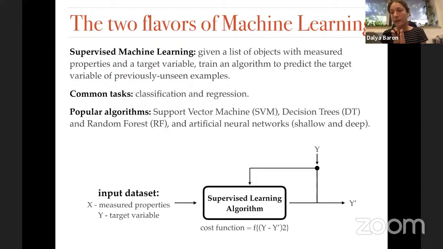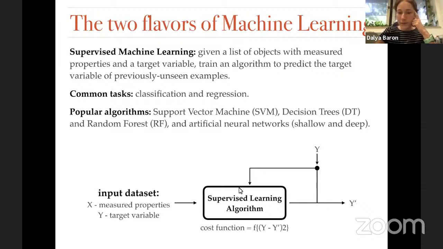Imagine that I have a list of galaxies for which I have measured various properties: the ellipticity, the asymmetry, the concentration, the Gini coefficient, etc. And I have a morphological classification of the galaxy, whether it's a late type or early type galaxy. What I want to do is take these measured properties and this morphological classification, and put them into a supervised learning algorithm.